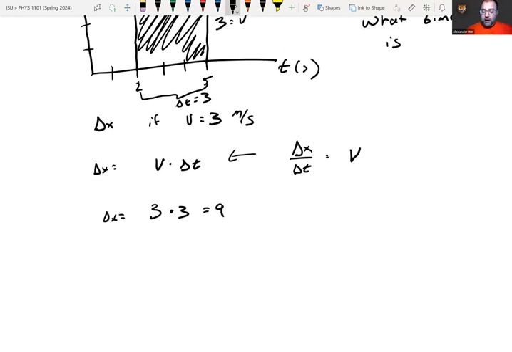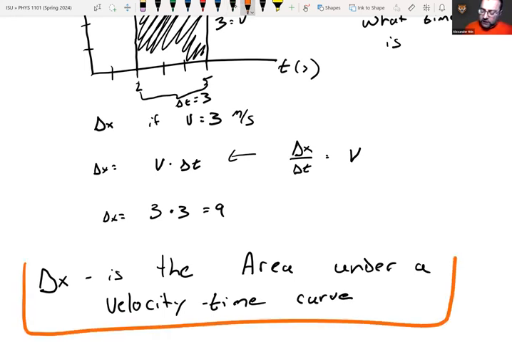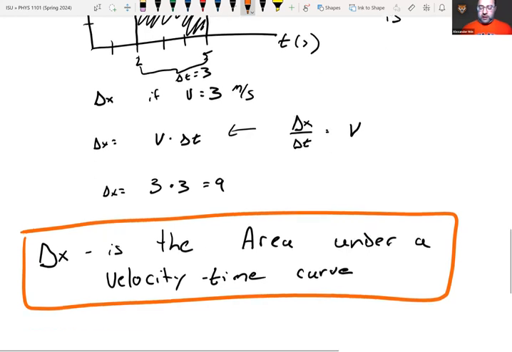So the takeaway here from this graph is that delta x, the displacement, is the area under a velocity time curve. Okay, so that is another key thing to know about these graphs and about the relationships they describe. All right, so important thing to take away there.